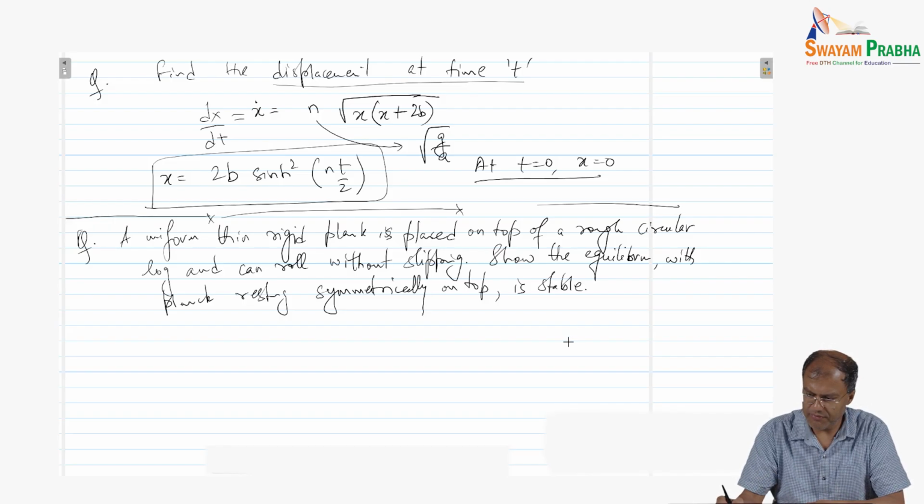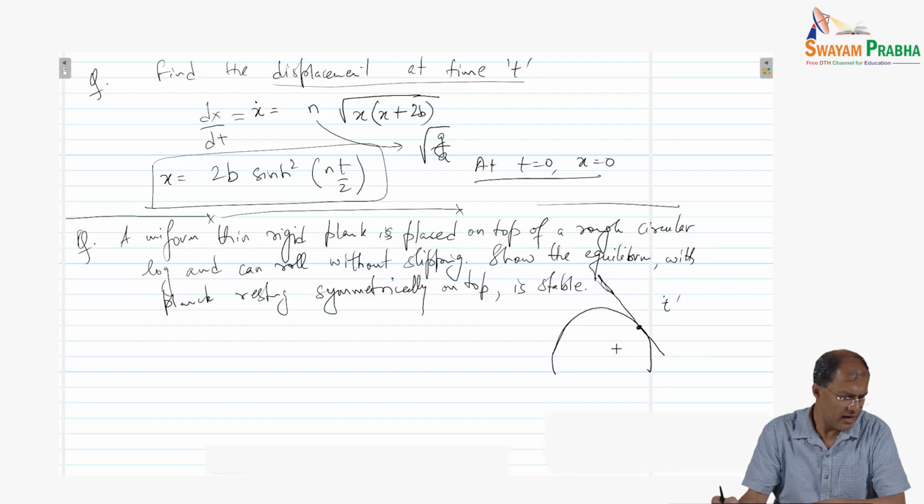The setup is a uniform circular log. I really want to draw only half of the log, because the other half we don't care about, since the plank is sitting on top of the log. At any given point of time, the plank is rolling on the log. So this is at any given time point t. Let us say that the center of mass of the plank is at point G, and we have another point C, which is the contact point of the plank with the log.